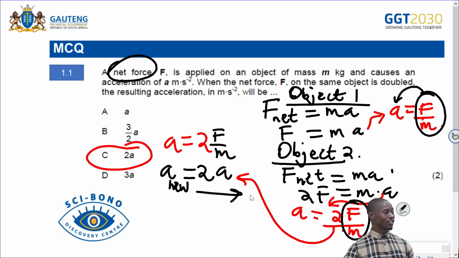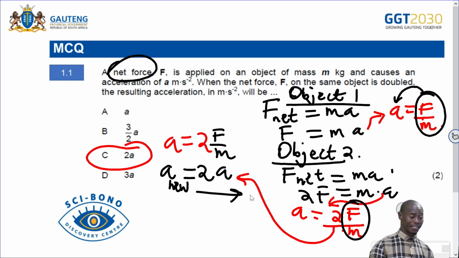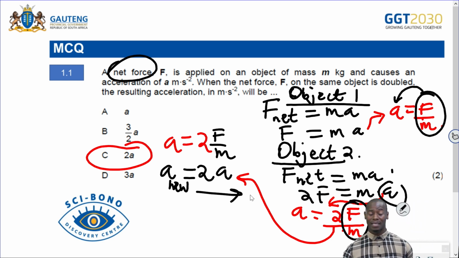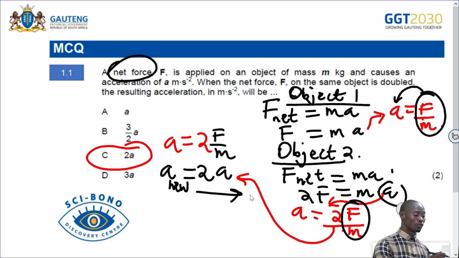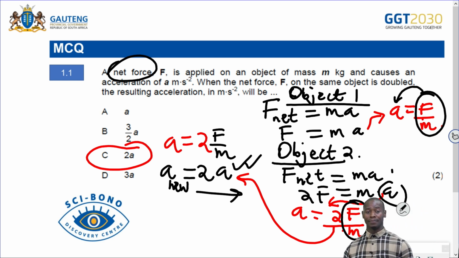So what is your A initial? A equals F over M. But now, in the same object, the force is being doubled. So where there is F now, I'll just say twice F. Then I need also to make A the subject of the formula. So making A the subject of the formula, in this case, will be twice F over M. But what is F over M according to this? F over M is A. So where there is F over M, I've substituted A. That is why my A there will be twice A. So this is how, learners, you need to answer the multiple choice question.